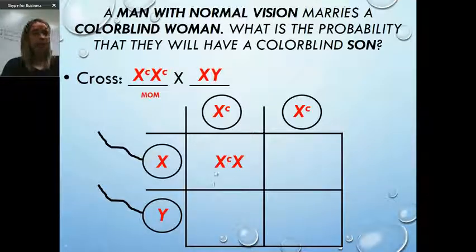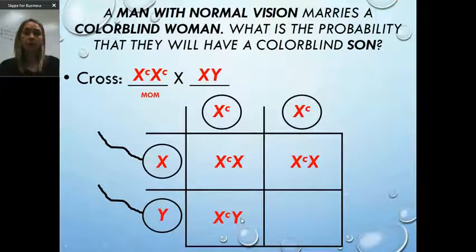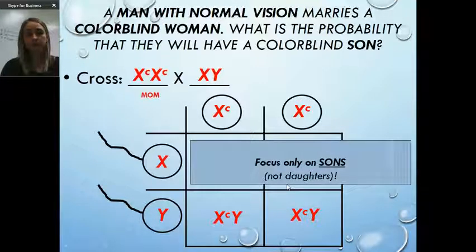Here you have a daughter that's a carrier and a daughter that's a carrier, a son who is colorblind, and another son who is colorblind. So it says, what's the probability they'll have a colorblind son? We're asking only about the sons here, so don't take the daughters into consideration at all. All of the sons are colorblind, so that is 2 out of 2, or 100%.